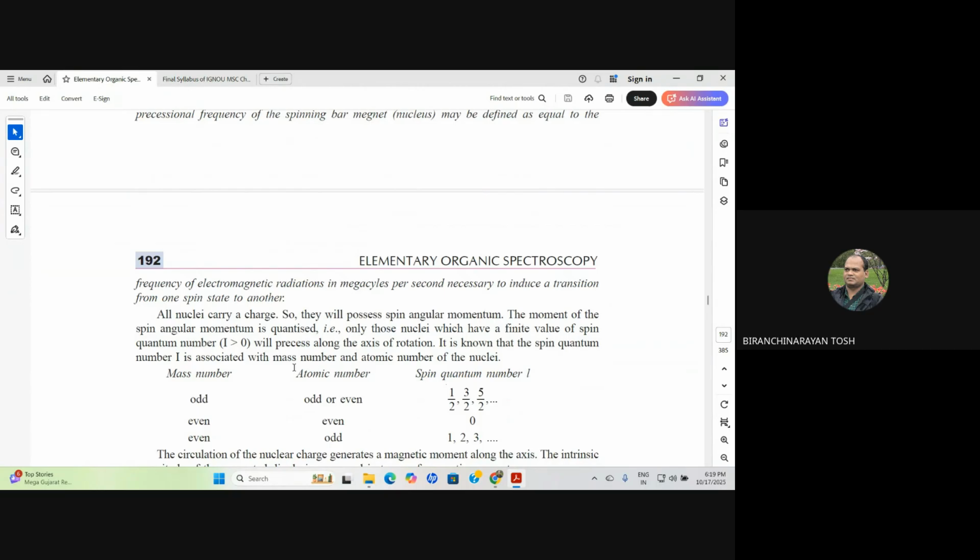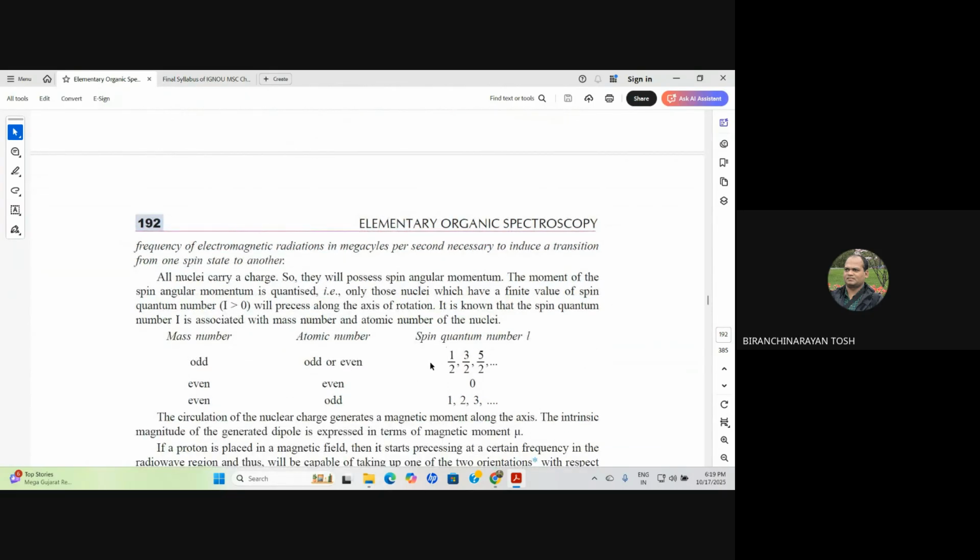Now you can see which nuclei will have a spin quantum number. Any nucleus with a mass number carries a charge, so it will possess spin angular momentum. The spin angular momentum is quantized, so only those nuclei which have a finite value of spin quantum number, that is, I greater than 0, will precess along the axis of rotation.